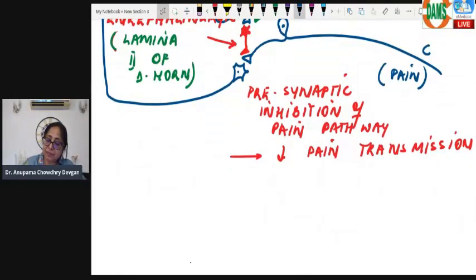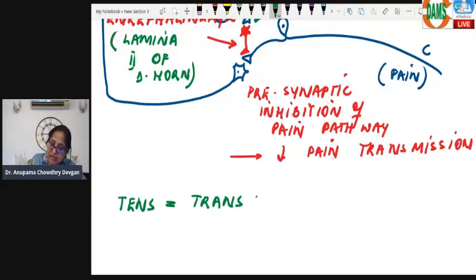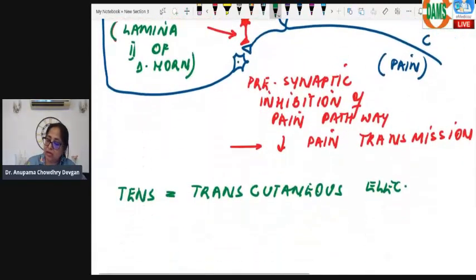Now, there is also something known as TENS. And what is TENS? TENS is transcutaneous electrical nerve stimulation.